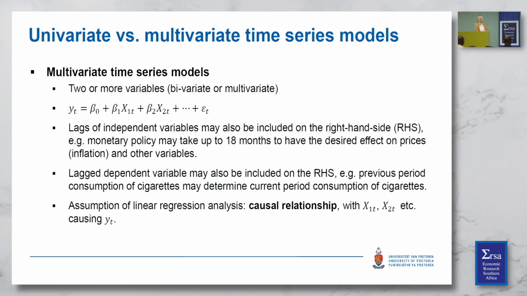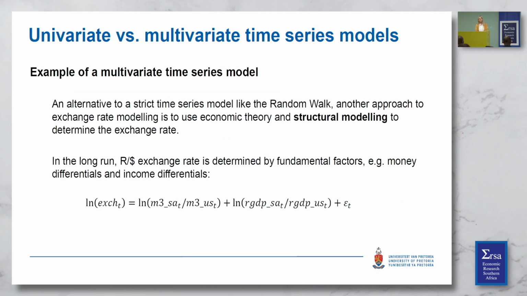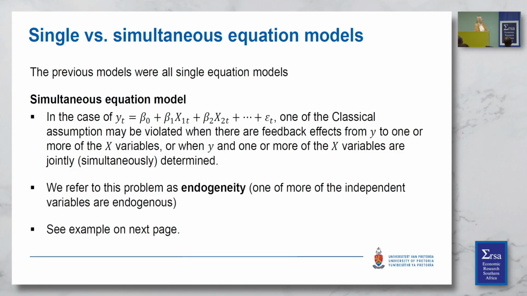And then, of course, in this type of analysis, we make the assumption that there's a causal relationship from x1 to y and x2 to y. However, it can be more complicated than that. These x's can be correlated, and furthermore, there can be contemporaneous and lagged feedback effects. Just an example of a multivariate structural model.